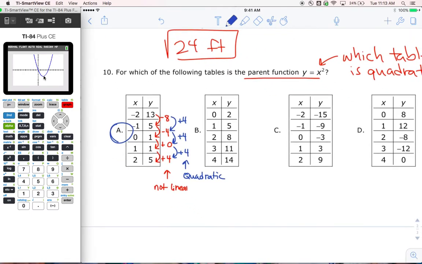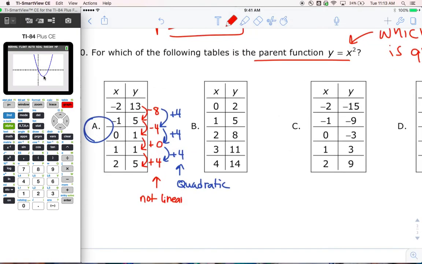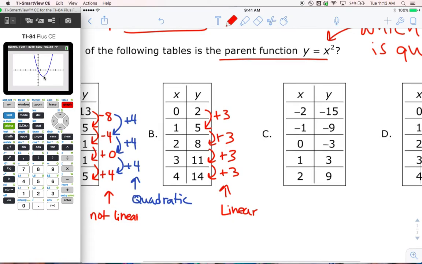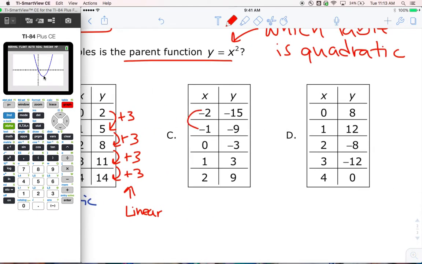Just to give you a counter example, you guys, take a look at this next one. Again, all my x's are going up by 1, so I'm going to ignore them. And I'm going to look at my y's. Looks like I'm adding 3, I'm adding 3, I'm adding 3, I'm adding 3. So this means it is linear. So obviously it's not quadratic. Okay, question C. Again, look, up by 1s for my x's, so don't worry about those. My y's, let's see, I'm adding 6, and I'm adding 6, and I'm adding 6, and I'm adding 6. So this is also linear.